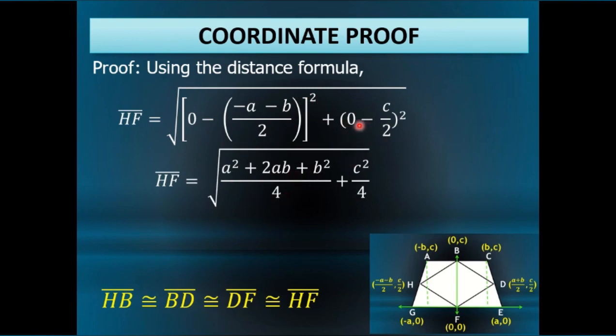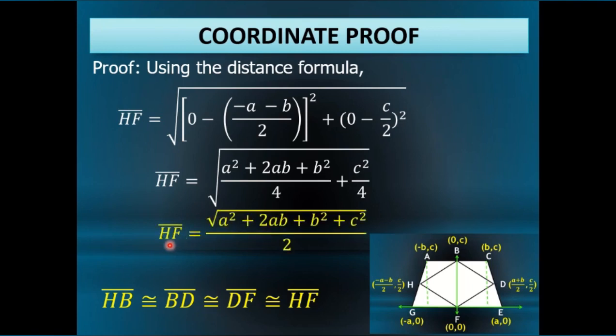And on the other side, we have 0 minus c over 2. It becomes negative c over 2, getting it squared. Negative c squared is positive c squared, and 2 squared is equal to 4. And we have formed again similar fractions. We add the numerators. So we have a squared plus 2ab plus b squared plus c squared over 4. And then we take the square root. Since 4 is a perfect square, we can get its square root, that is 2. So the line segment HF will be equal to the square root of (a squared plus 2ab plus b squared plus c squared) over 2.